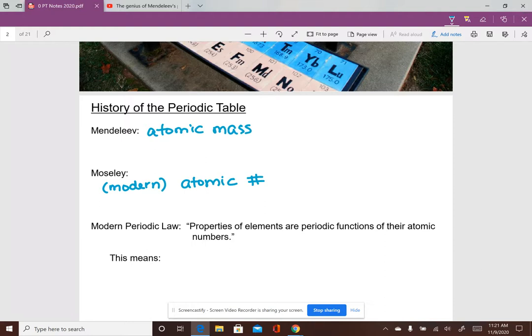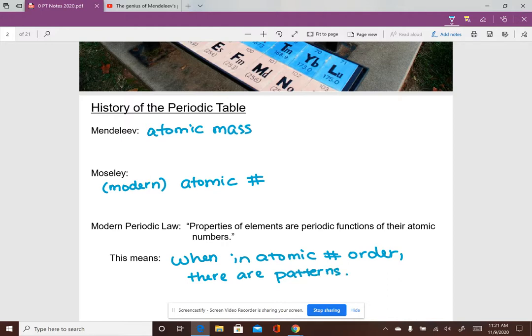So that's pretty cool. So the modern periodic law says that properties of elements are periodic functions of their atomic number. And all that means is that when the elements are in atomic number order, there are patterns. Properties of the elements repeat as you go down the periodic table. And that's why we're able to make those predictions and say things about elements that we've never actually seen before.